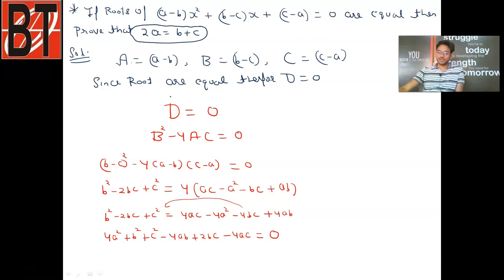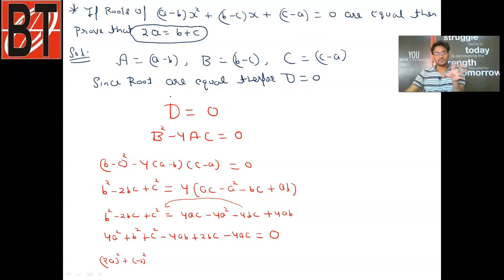Okay, no problem at all. Now what do we have to do? We have to just observe that this is nothing but an identity. You just need to observe once, it's an identity. So let me show you what identity this is. See, this is nothing but (2A) whole square.